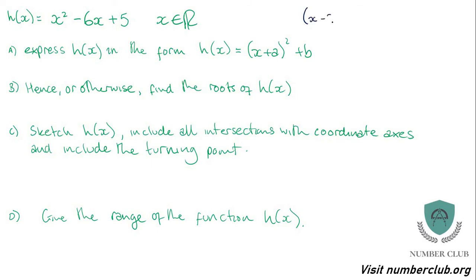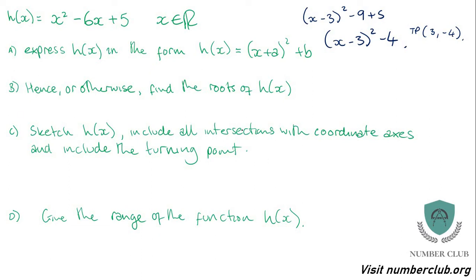So we have x minus 3 all squared minus 9 plus 5. It's in the previous lesson if you're not sure what I'm doing. X minus 3 all squared minus 4. That straight away tells us something. It tells us the turning point is 3, negative 4. And it's often just a good idea to get that written down, just in case you might need it in a bit. Hence or otherwise, find the roots of h of x.